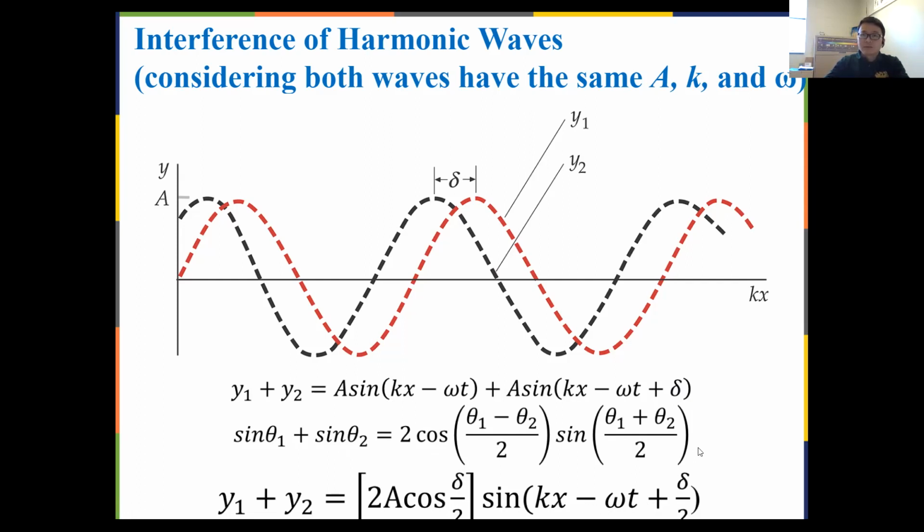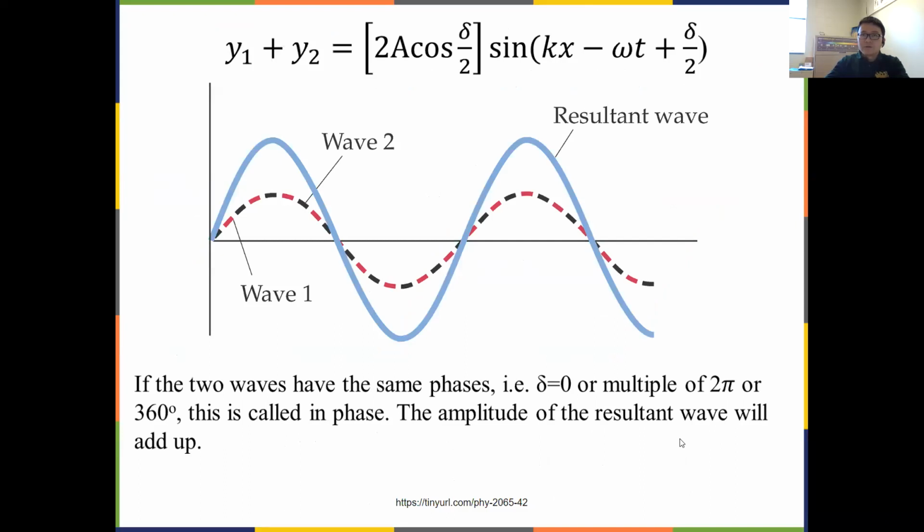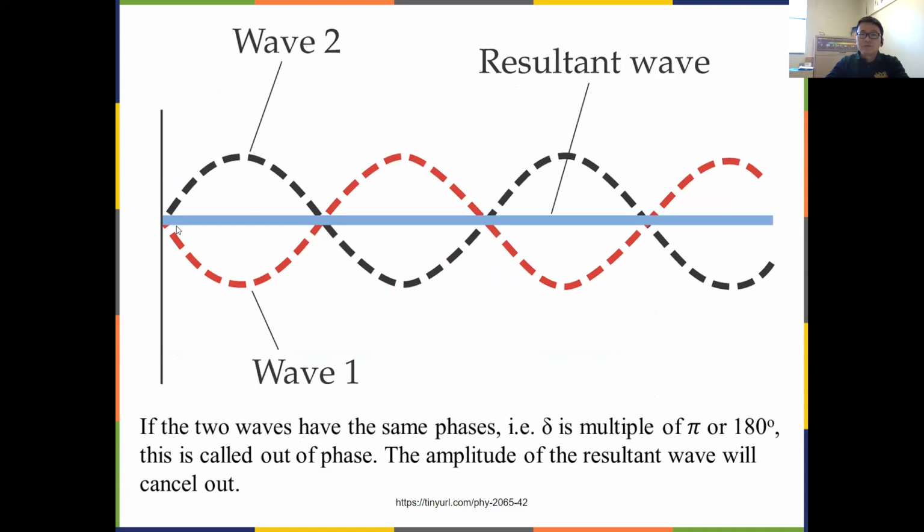Okay. So it depends on the phase difference delta. If delta is equal to 0 or multiples of 2 pi, then the two waves will add up. So the amplitude doubles in that sense. If the two have a phase difference equal to pi or 180 degrees, then the two waves actually cancel out completely. Then you get destructive interference. In the case of the two adding up, we call it constructive interference.